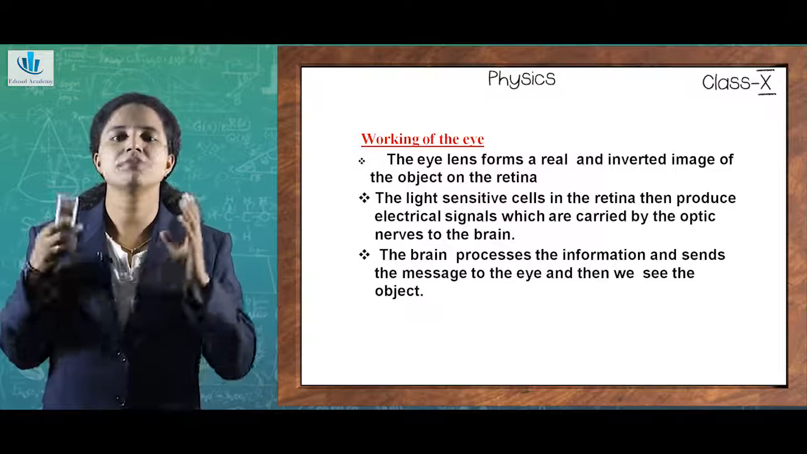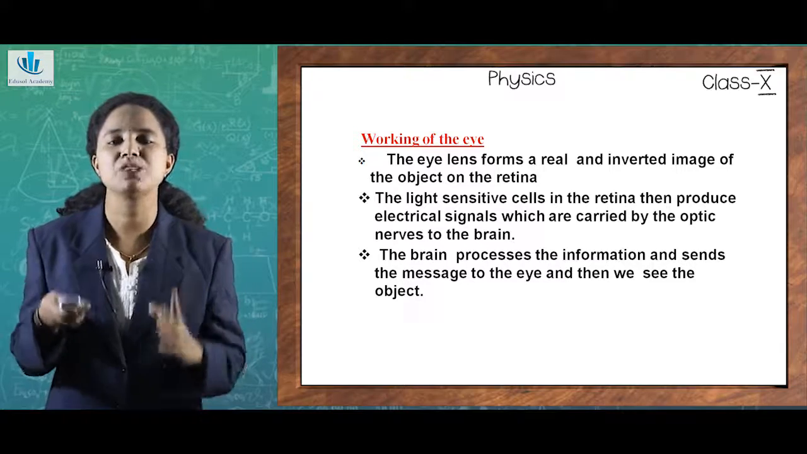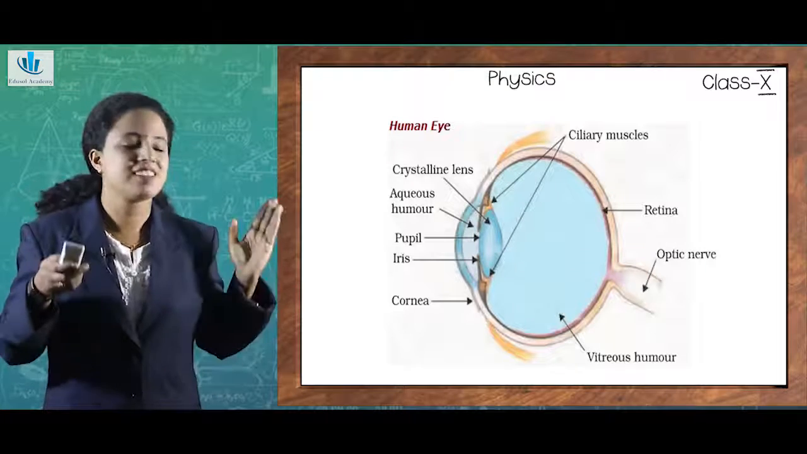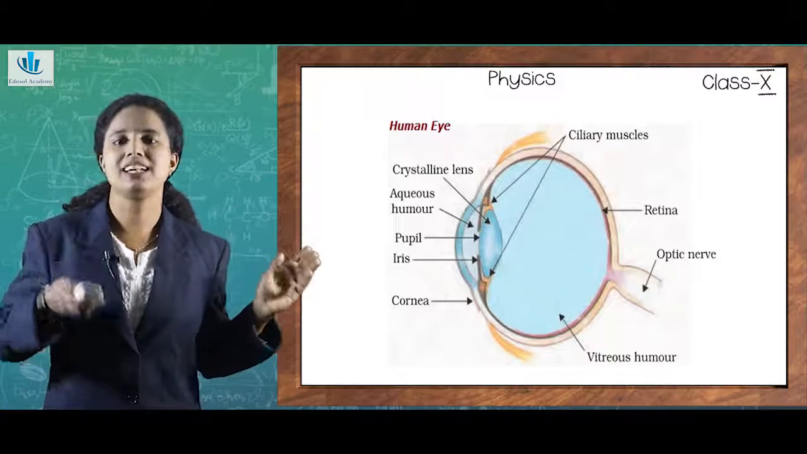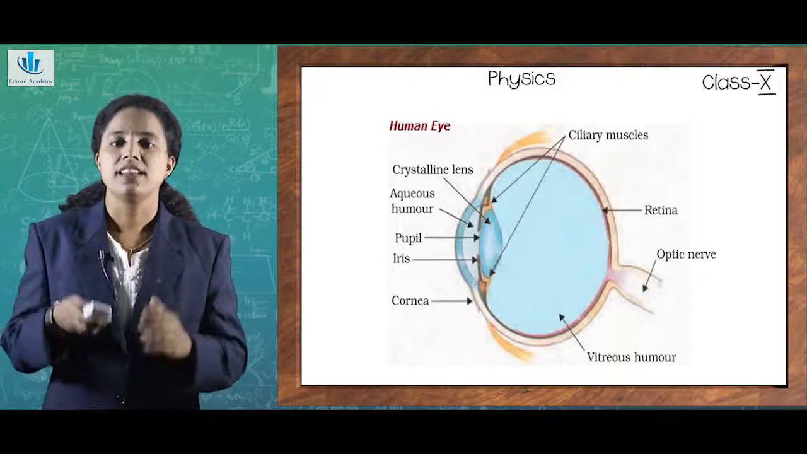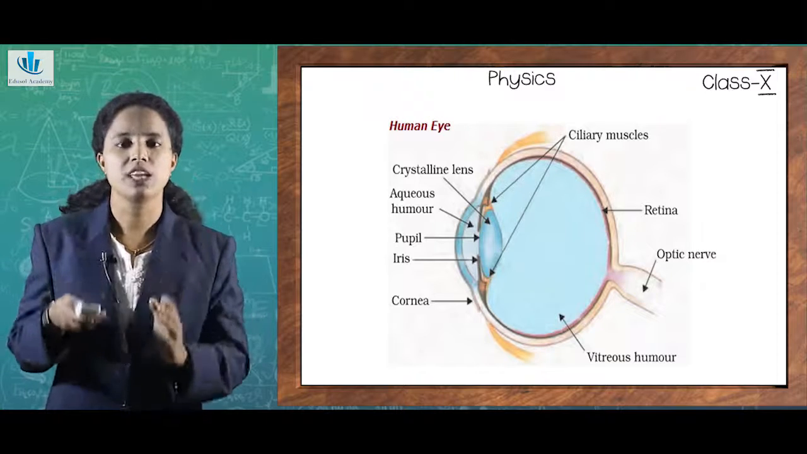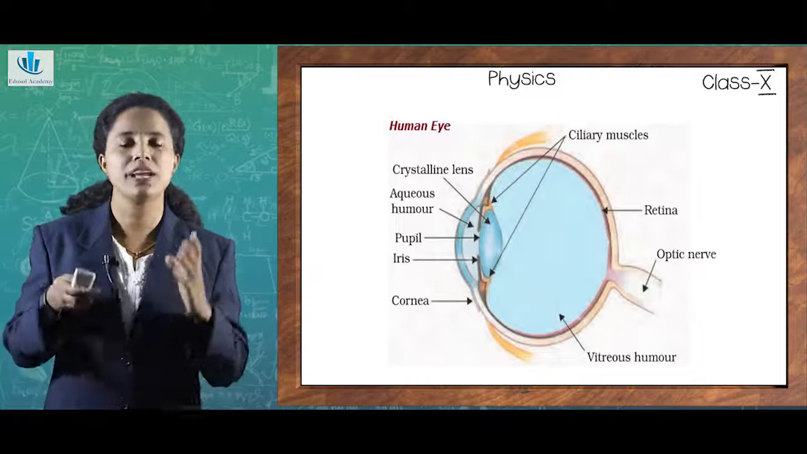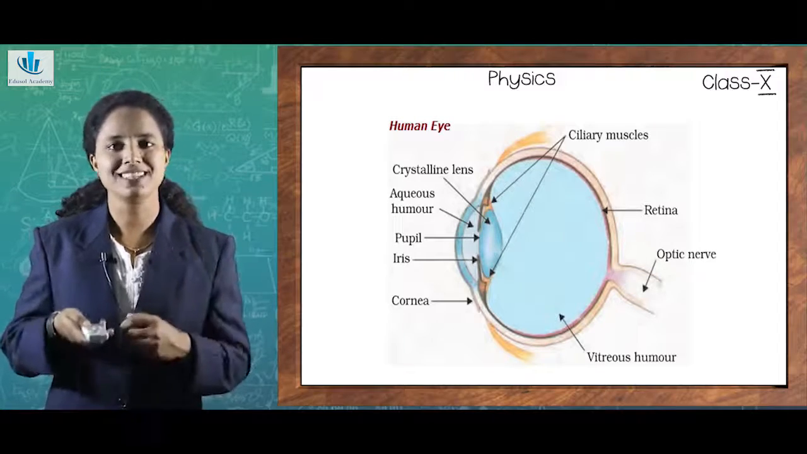The brain processes the final information and sends the message to the eye, and finally we are able to see the object. So together all these components, the cornea, the iris, the pupil, the light sensitive screen, that is the retina, along with the light sensitive cells like rods and cones, and the crystalline lens, the eye lens, everything together contributes to the working of our eye and finally the image formation. Hope you have understood the main processes that happen for us to see the images, isn't it?